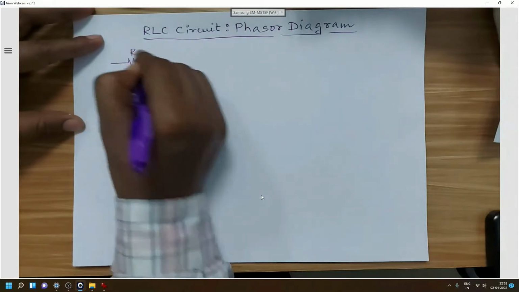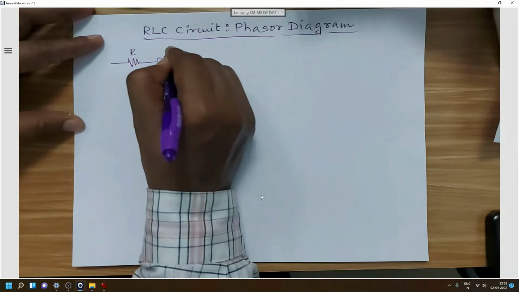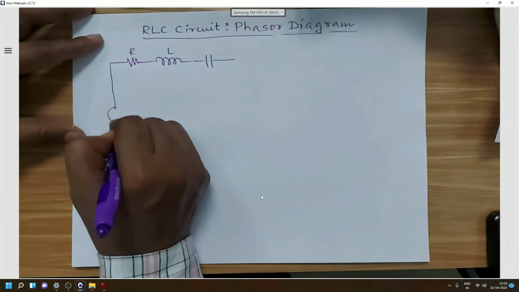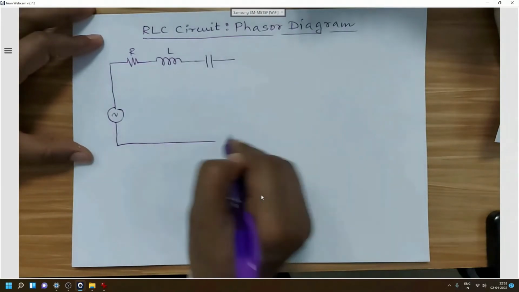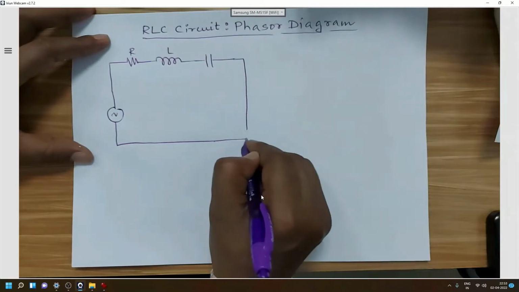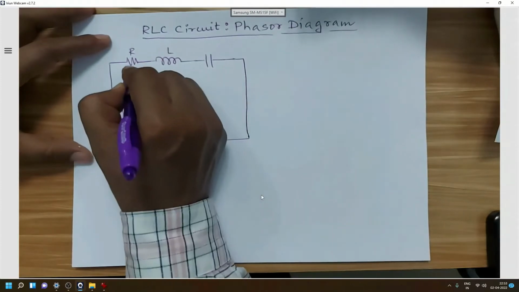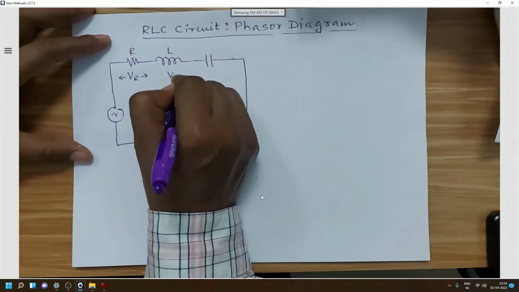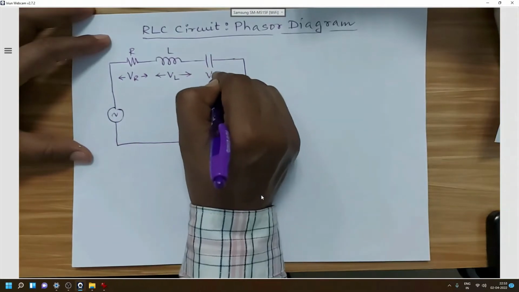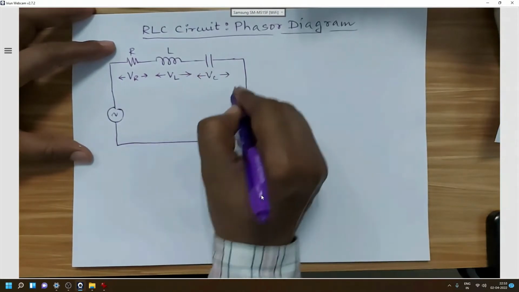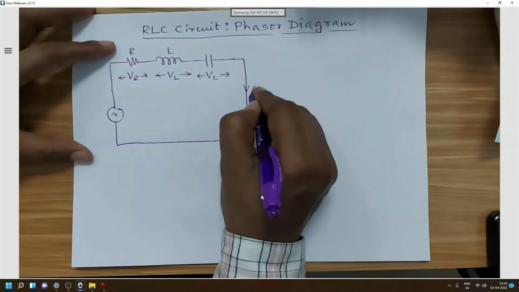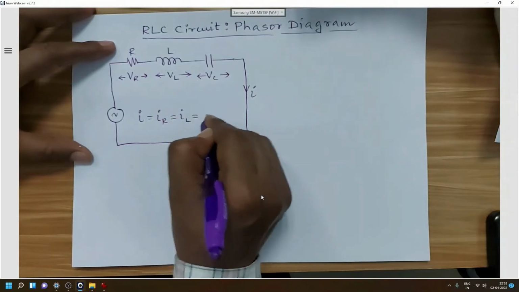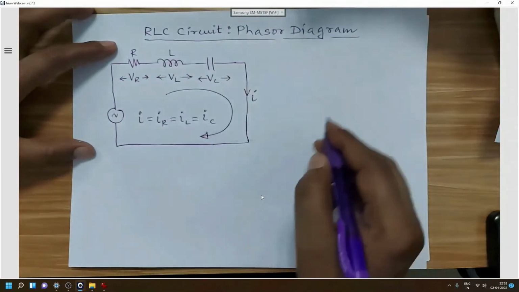So this is R, this is L and this is C. Let us consider these three elements are connected across a voltage source and constructing one series RLC circuit. Now voltage across R can be denoted by VR as we have done earlier. Voltage across L is denoted by VL and voltage across C is denoted by VC. And if the current is considered I, then this I will be equal to IR equal to IL equal to IC. So this will be the current passing through the series circuit.